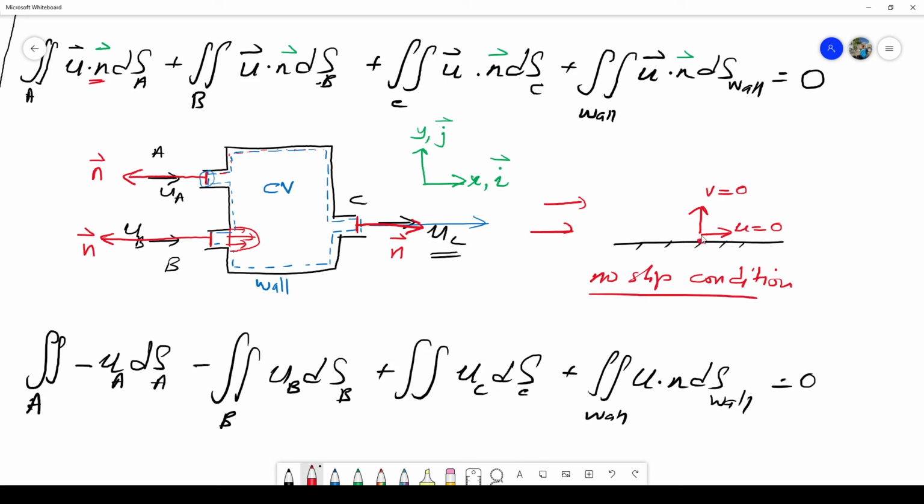But as we travel above the wall, the velocity will vary something like this. It starts from zero velocity, then increases a bit in terms of speed, and then further increases until the velocity here becomes equivalent to the freestream velocity. But on the wall, there will be no velocity in any direction x, y, and z due to the no-slip condition. So on the wall, the velocity will be equal to 0.